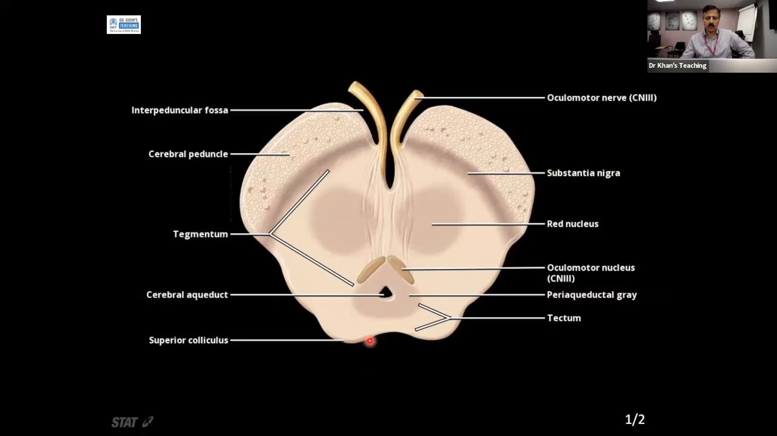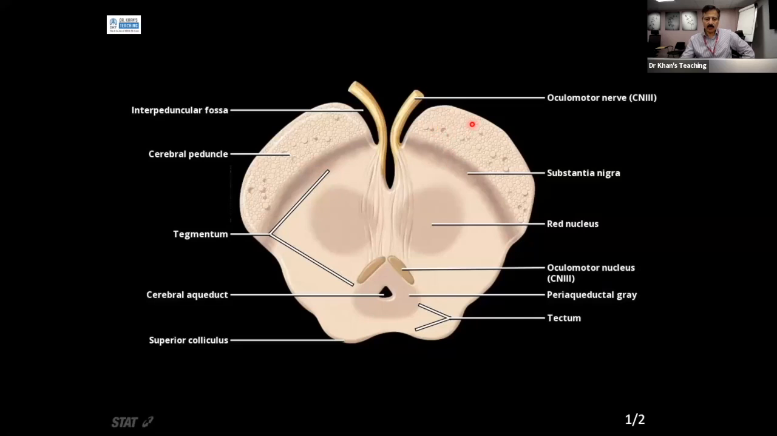Two words should be in your vocabulary. Now, if you look carefully, basically this is the aqueduct. So from here till here is the tegmentum of the midbrain. From here till here, the posterior is the tectum or the quadrigeminal plate or the tectal plate. So this is the difference.